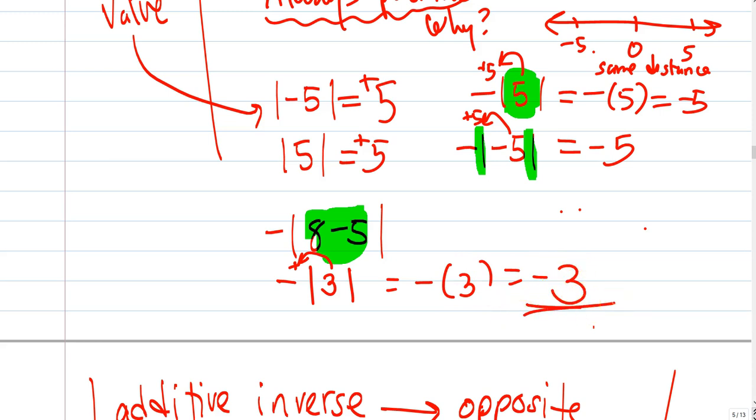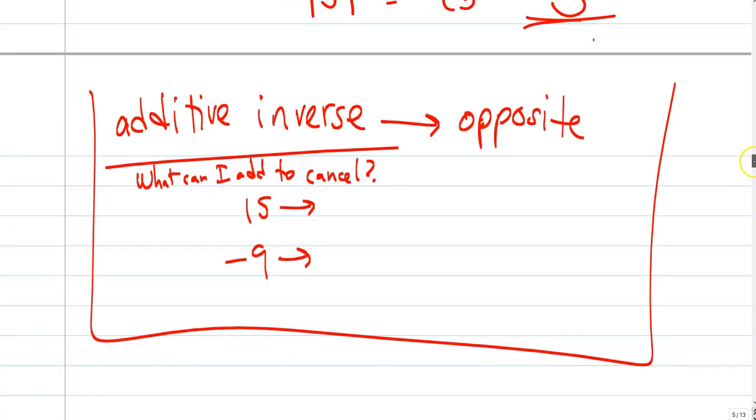The only other term that they're going to use that you need to be comfortable with is additive inverse. Additive inverse is another way of basically just saying the opposite. But what does it really mean? Additive inverse. What can I add to cancel? What can I add to 15 to cancel it out? Well, if I had an opposite, negative 15, they would cancel each other out. What is the opposite of negative 9? A positive 9. If I had a negative 9 and a positive 9, they would cancel each other out. Additive inverse. But if they use that word, it just means opposite.